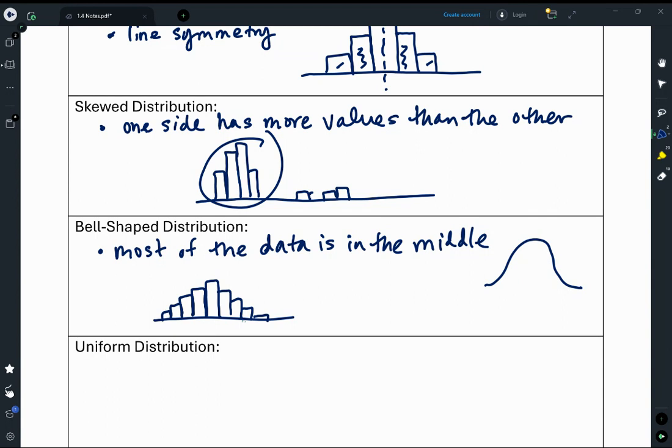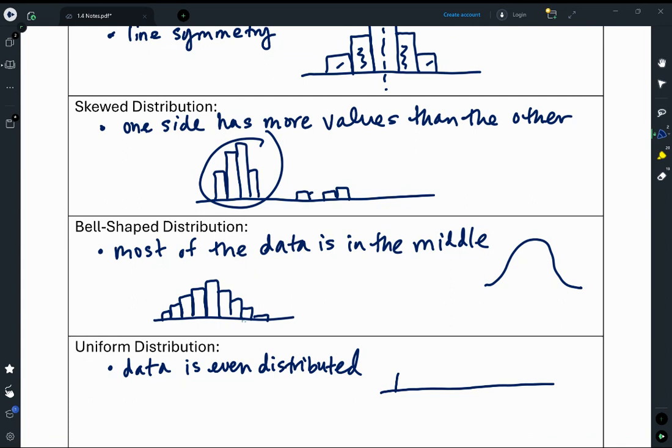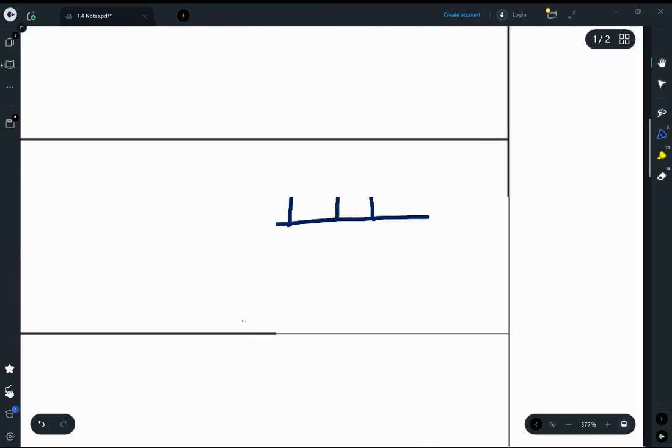When we have a uniform distribution, that's when the data is evenly distributed. And so the way that looks is pretty boring. If this is my bar graph, it would mean that all of my bars are equal height. And that's not a very good distribution, right? We don't want to have all our bars be the same. It doesn't really give us any kind of useful information about that.